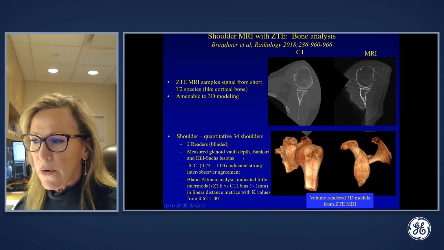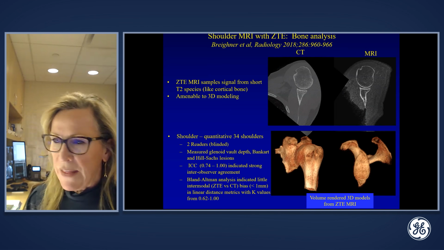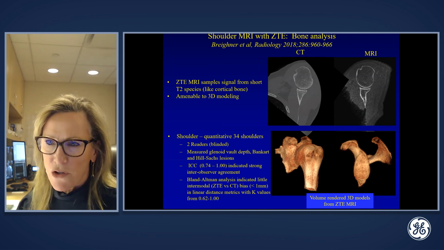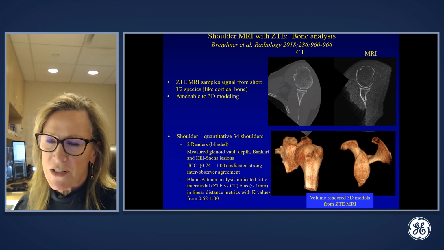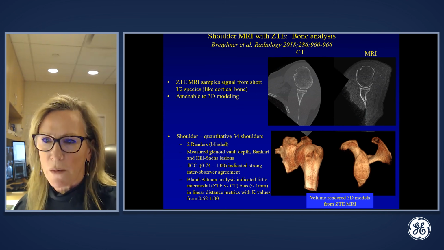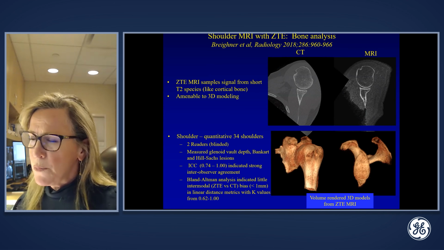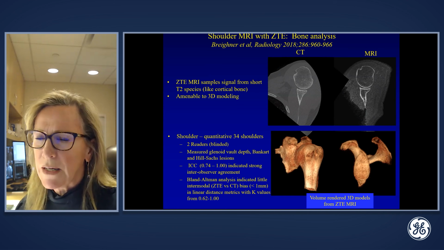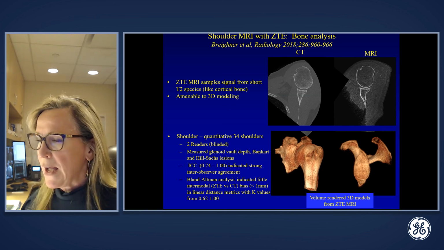And that included glenoid vault depth, the depth and breadth of the Bankart and the Hill-Sachs lesion, looking for on-track versus off-track, and trying to get a sense of the bony deficiency that they would need to do some sort of an augmentation procedure. And we saw very good reproducibility, but also intermodal agreement between the MRI osteo and the CT.